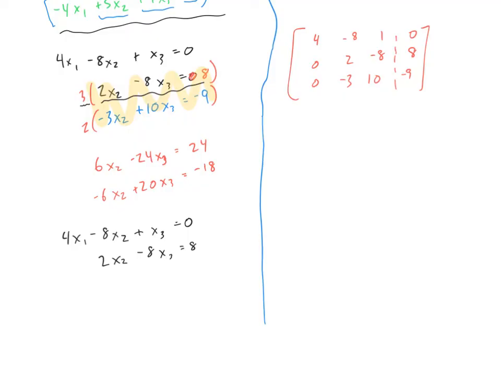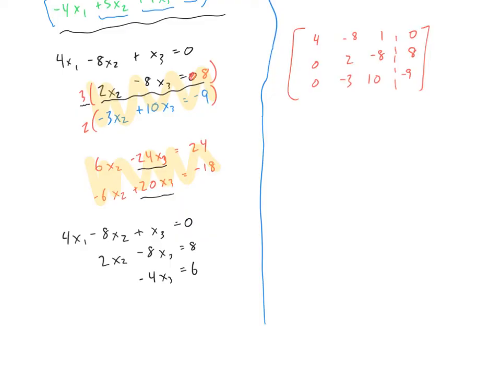Okay, but now I have a new third row. That new third row comes from combining those two rows right there. All right, and what are we going to get when we combine them? My x2's cancel out, giving me a 0 there that I'm not going to write down. Negative 24x3, add 20x3 is negative 4x3. 24 minus 18 is 6.